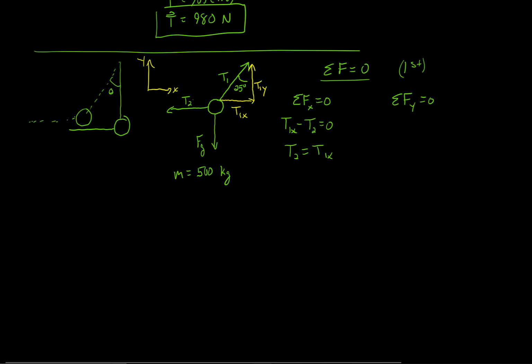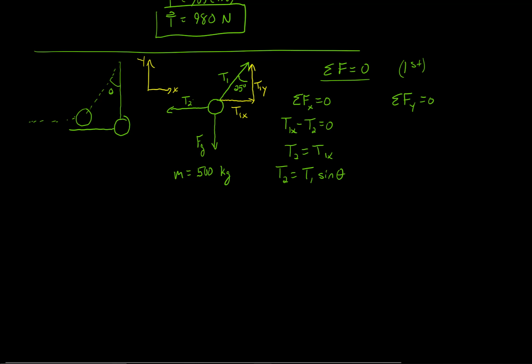I'm trying to solve for the two tensions. Let's see, T1 in the x direction, I can relate it back to T1. Let's see if that helps. So T2 is going to be T1 sine theta. But I don't know T1 and I don't know T2, so I can't solve this. So let's go over to the y.